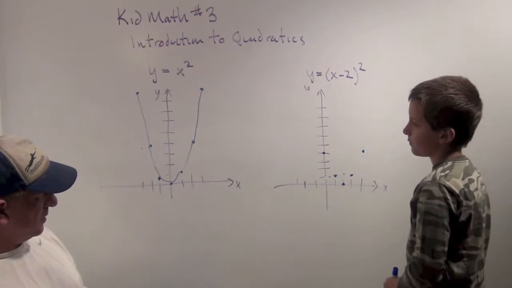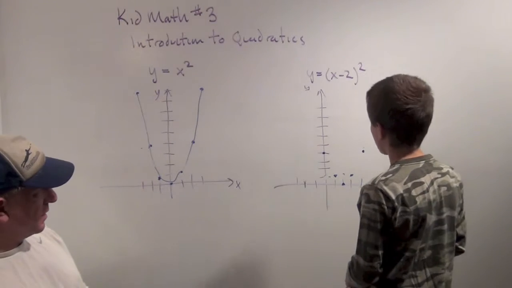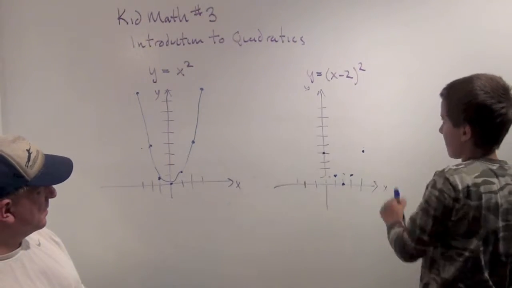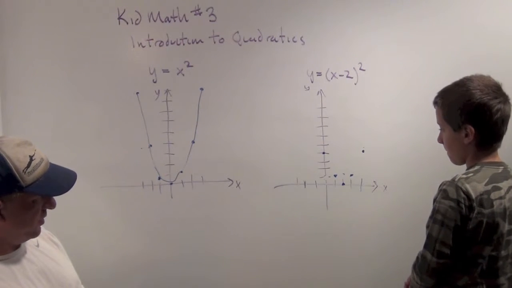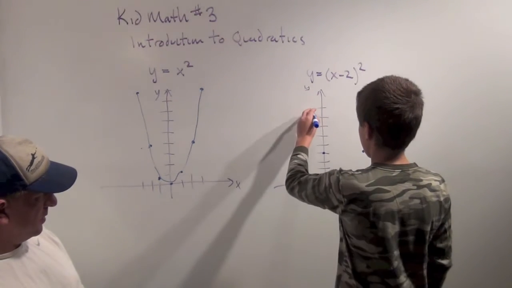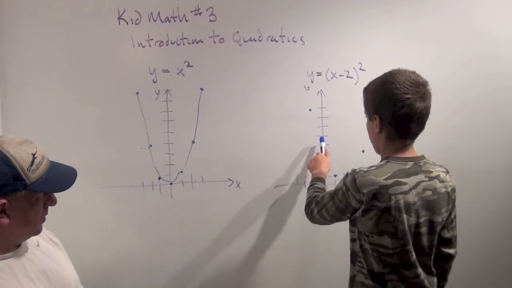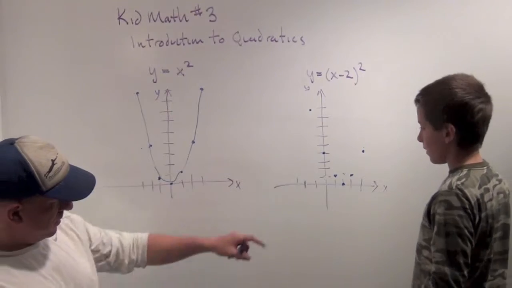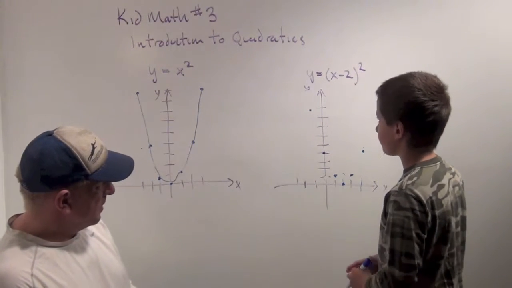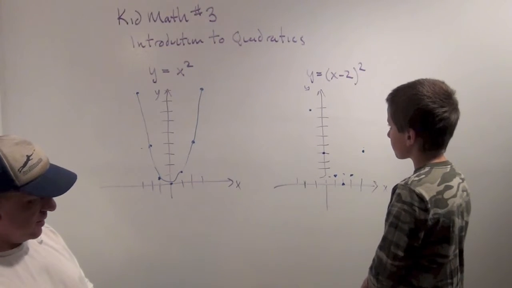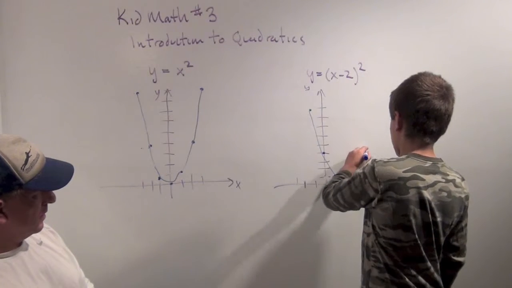How about when x is minus 1? Let's test that. When x is minus 1, it's minus 3 squared, which is 9. So why don't you put that down at minus 1 and 9, right here. 1, 2, 3, 4, 5, 6, 7, 8, 9. Great. So what do you think this shape's going to look like? Go ahead and draw it in.